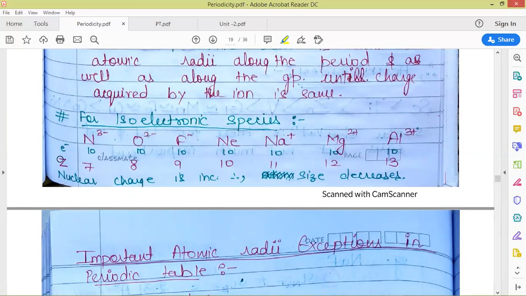So from here we can see that nuclear charge is increasing as we move from the nitride ion to aluminium 3 positive. Here we can see that nuclear charge is increasing, so size decreases as we move along this series from N3 negative to Al3 positive for isoelectronic species.